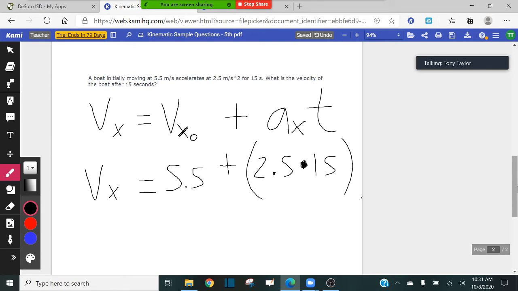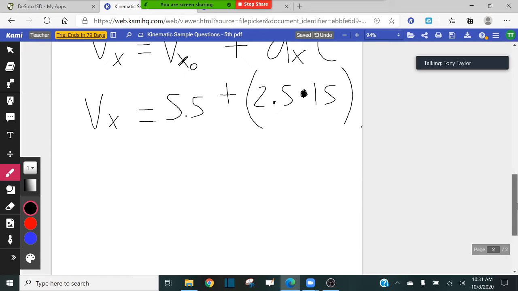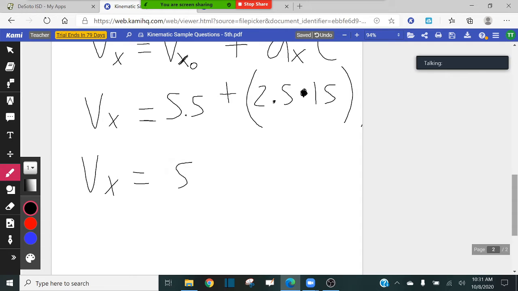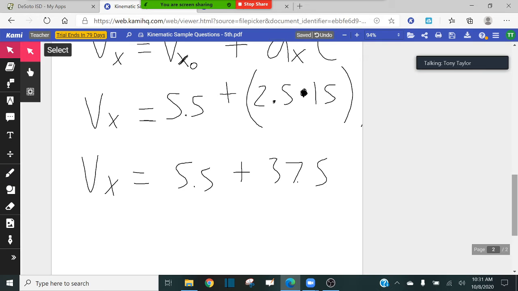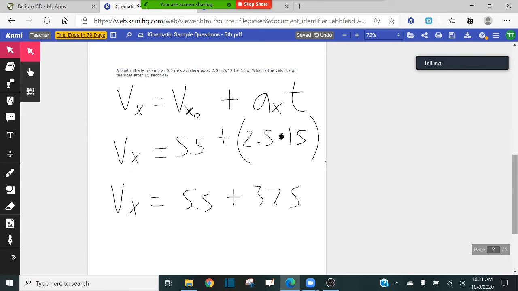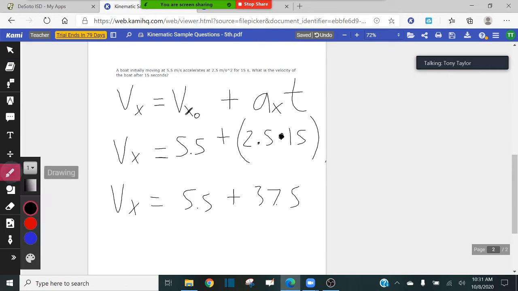So from there, now that we plugged everything in, it's just doing the math. 2.5 times 15 is equivalent to 37.5. So this is 5.5 plus 37.5. Now, all we have to do is add those two. 5.5 plus 37.5 gives me a final velocity in the x direction of 43 meters per second.